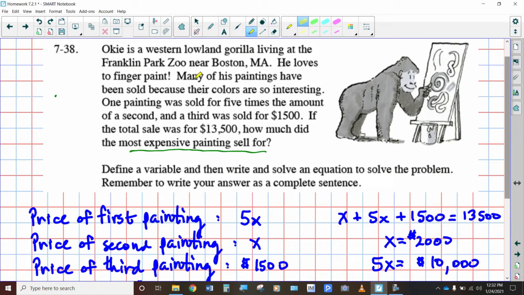So let's highlight these. It says one painting sold for 5 times the amount of the second. So it looks like the first painting is being compared to the second one. So let's make the second one X, and the first one would be 5 times X, which would be 5X. And then it tells us that the third one sells for $1,500, so we don't need a variable for that at all.